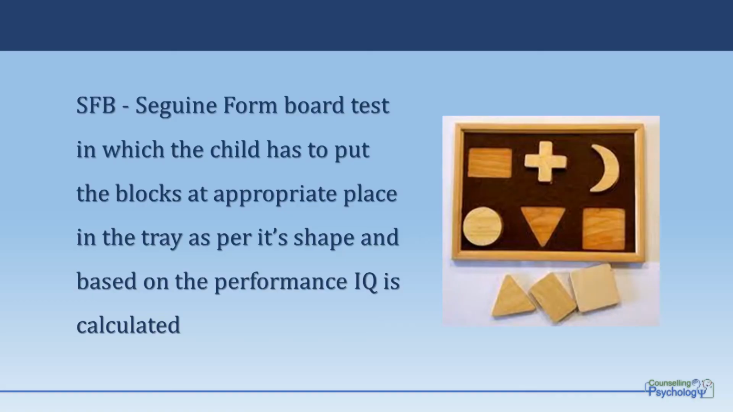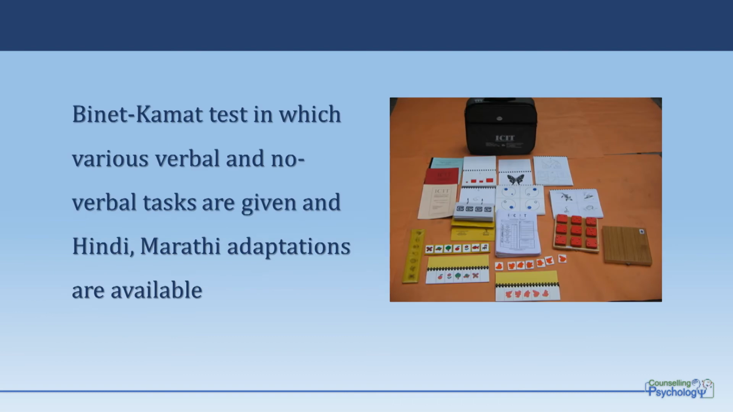For the age group 3 to 5 years, there are two tests to measure intelligence. Number 1, SFB, that is the Seguin Form Board test, in which the child has to put the blocks at the appropriate place in the tray as per its shape, and based on the performance, IQ is calculated. And number 2 is the Binet-Kamat test, in which various verbal and non-verbal tasks are given, and Hindi and Marathi adaptations are available. For age groups older than 4 years, there are many tests.